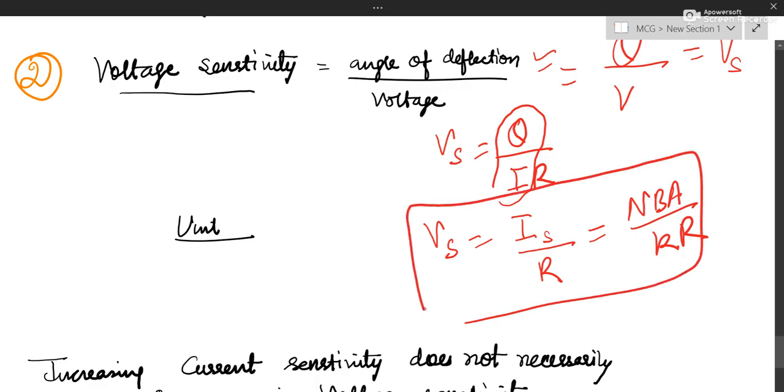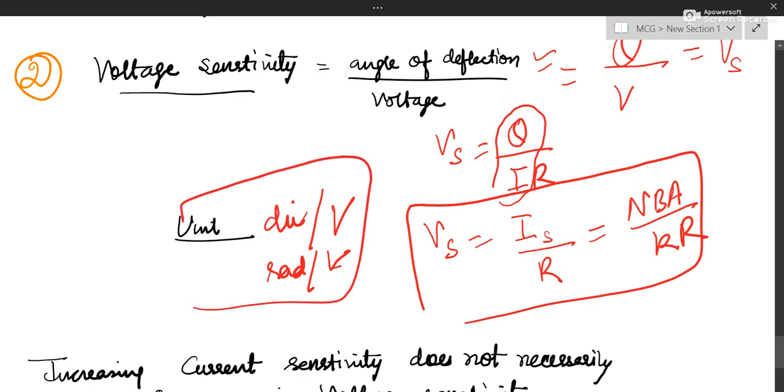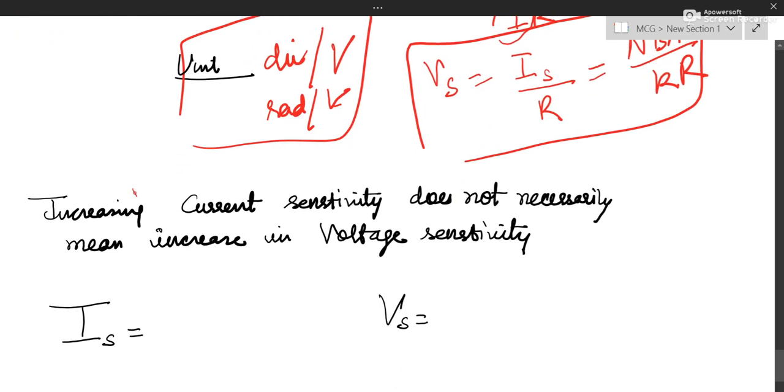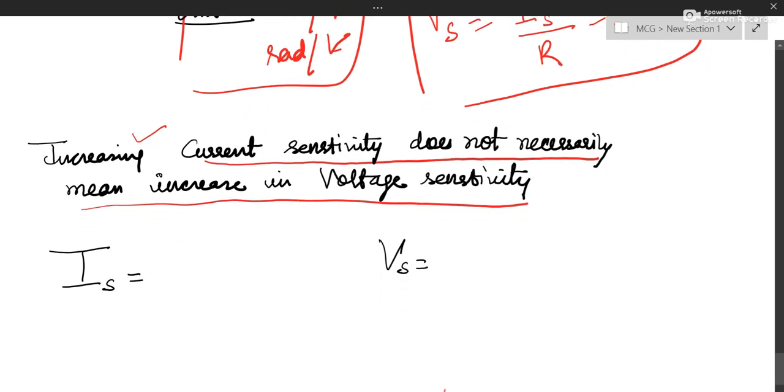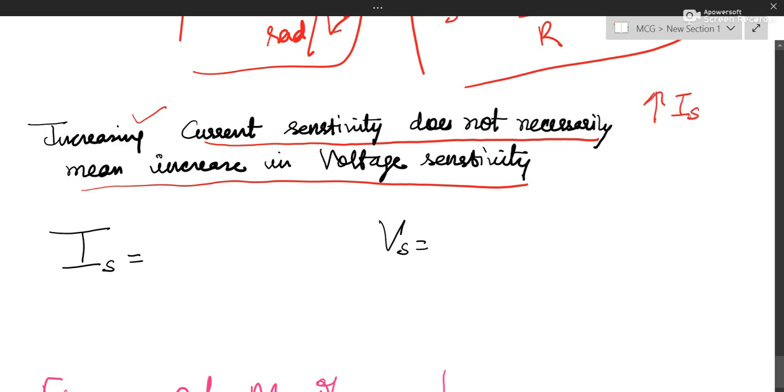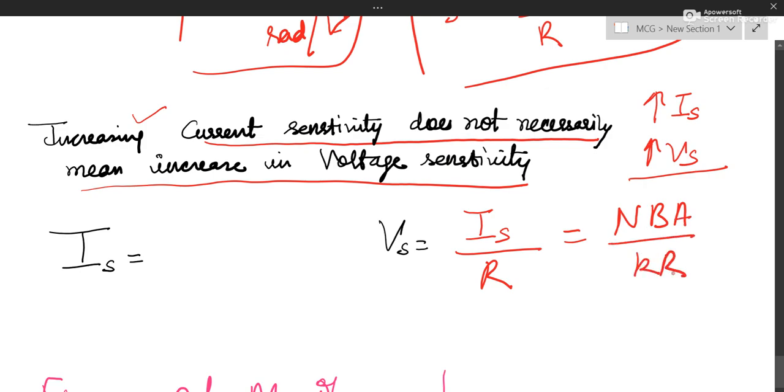What will be the SI unit? From the formula it's division per volt or radian per volt. Sorry, I had written ampere. So it's division per volt or radian per volt. Now see, there is an important question. Increasing current sensitivity does not necessarily mean increase in voltage sensitivity. If somebody is increasing current sensitivity, it doesn't mean that voltage sensitivity is also increasing, because voltage sensitivity formula is NBA by KR, and current sensitivity is NBA by K.